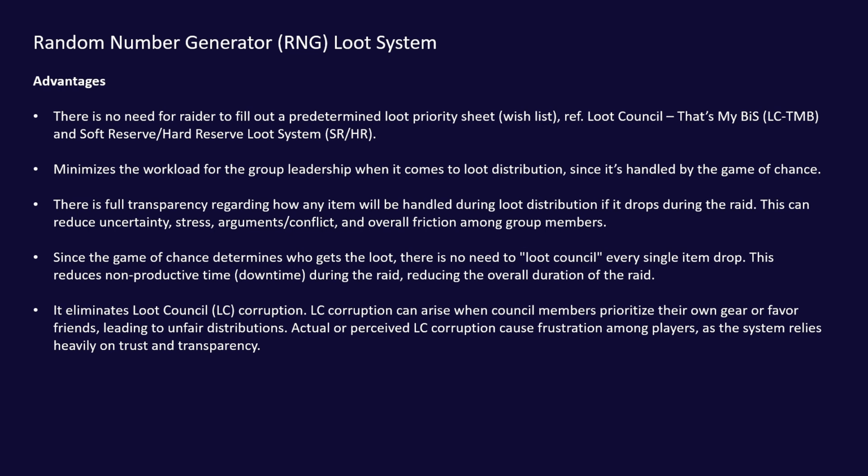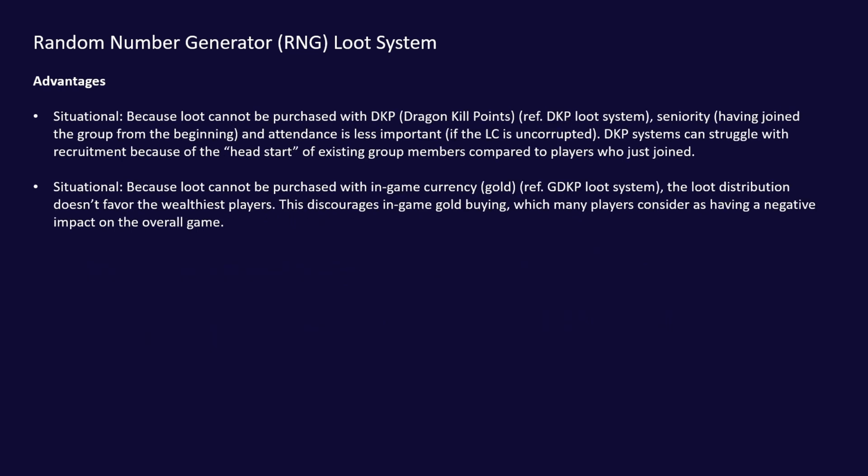Loot council corruption can arise when the loot council members prioritize their own gear or favor their friends, or have some sort of bias when they're distributing the loot, which in general just leads to unfair distributions of loot. In loot council systems, you can have an actual corrupt loot council, or you can have just a perception of a corrupt loot council, both of which can cause frustration among the players in the group, especially since that system heavily relies on trust and transparency.